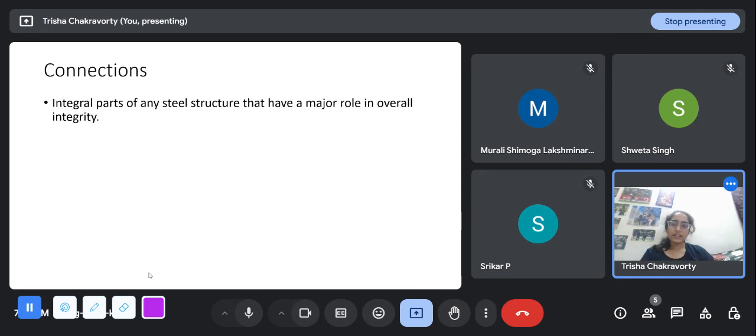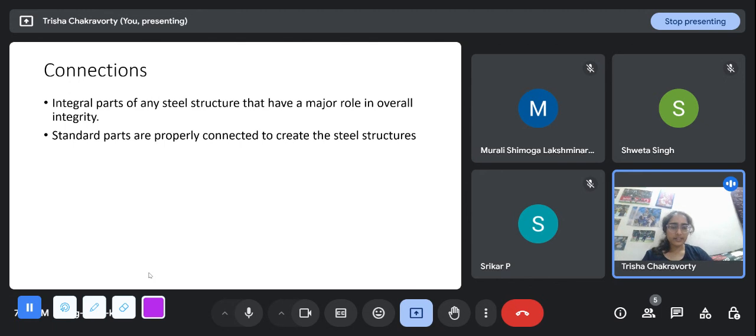They are integral parts of any steel structures. Connections and standard parts have to be properly connected to create steel structures, because as I said, the sections or the members are brought from the factory and then they are assembled at the site. And they are not cast together like the way concrete is. So we need to ensure that the members are connected properly so that they are rigid. If rotation is allowed, then it is not a rigid joint.